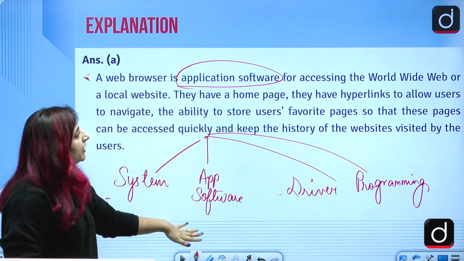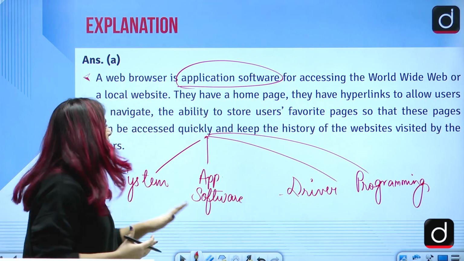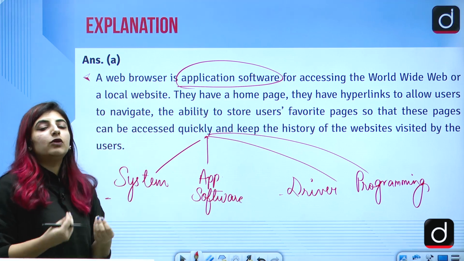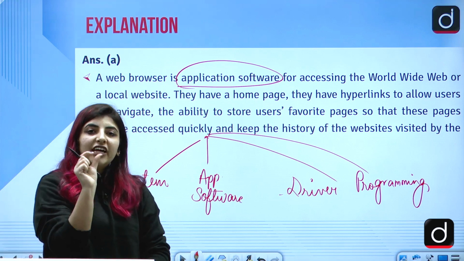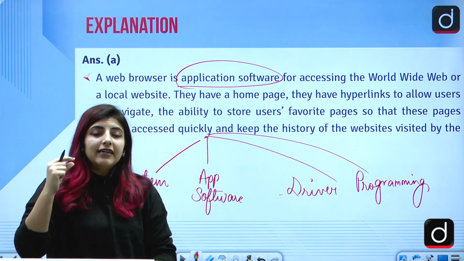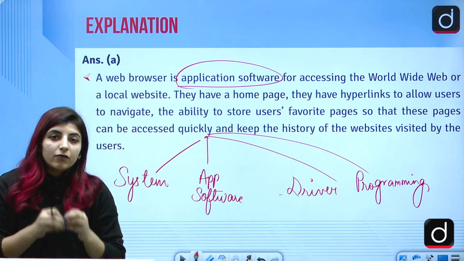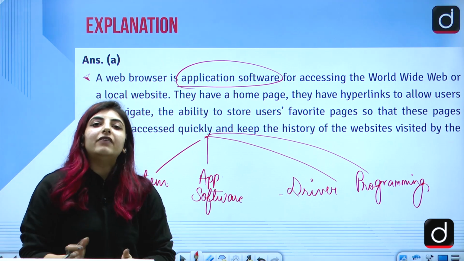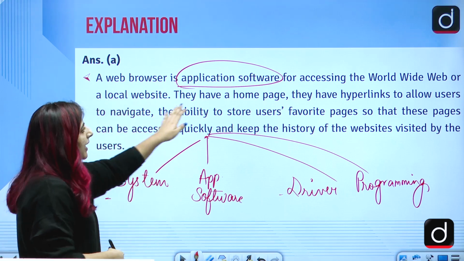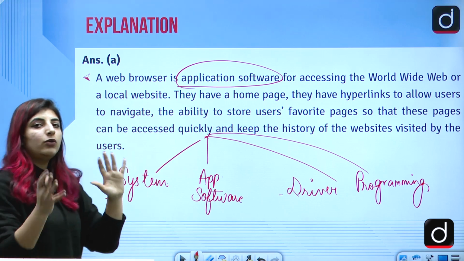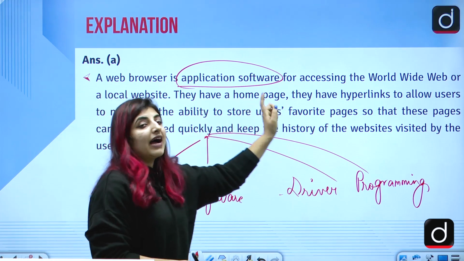It is a subset of application software for accessing the World Wide Web. For instance, we have Mozilla Firefox, correct? So these browsers are applications in our computers. For instance, Internet Explorer. These are the applications in our computers from where we can access the internet and the various web pages available for us. Correct? They have a home page, which means when you land there, you have a home page and then you search there. They have hyperlinks.